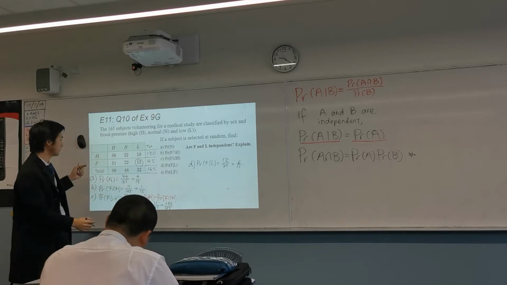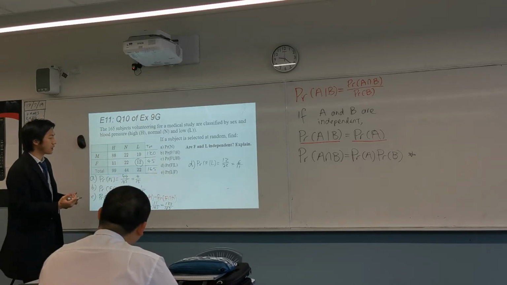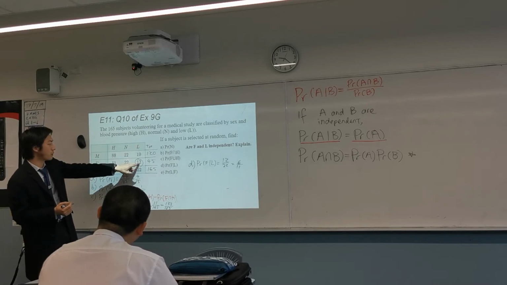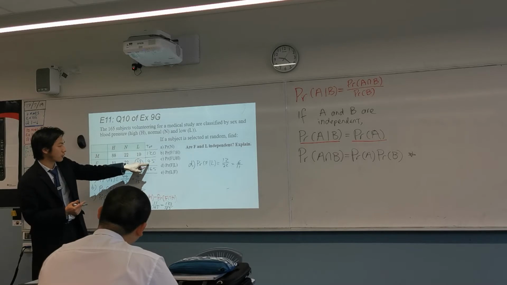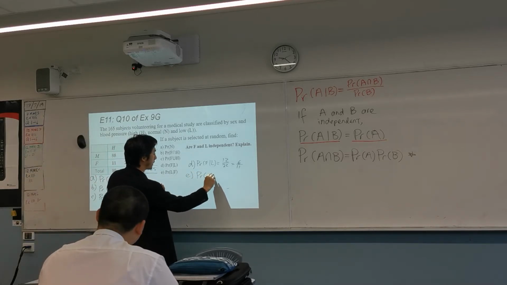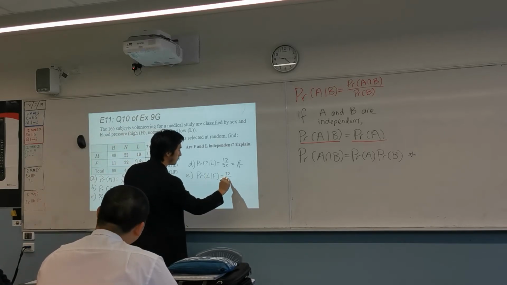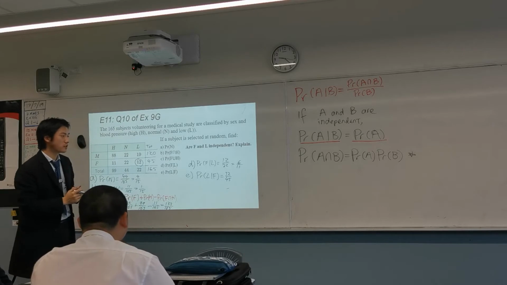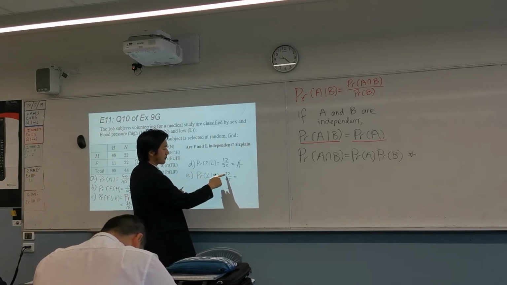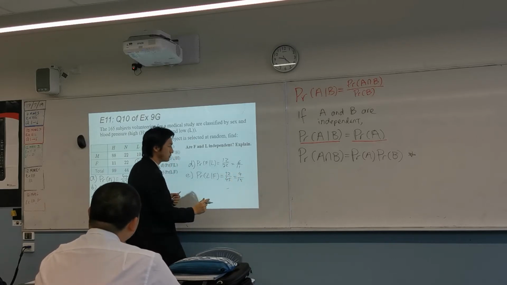Yeah, okay. The probability of getting someone who has low blood pressure, given that they're female. So low blood pressure, given that you're choosing from the group of female people. L given F is 12 out of 45. I think that's divisible by 3. 12 divided by 3 is 4, 45 divided by 3 is 15.